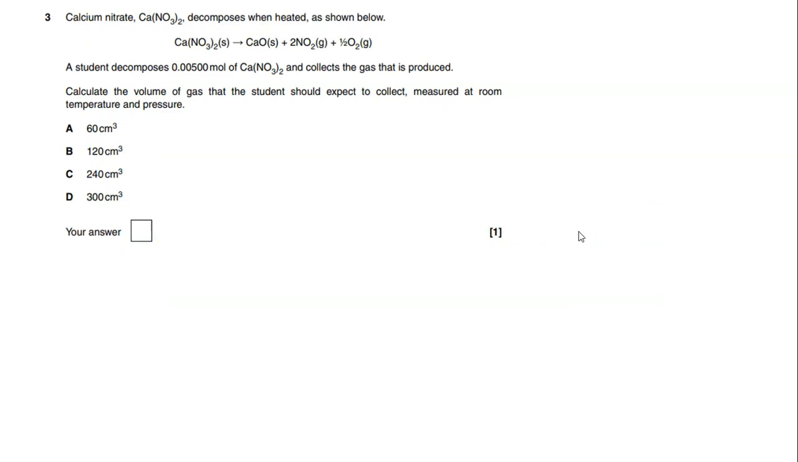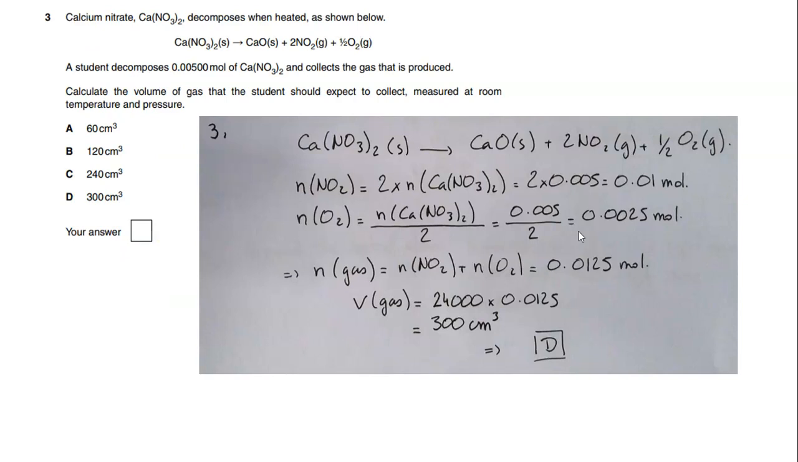So here we know we start with 0.05 mole of Ca(NO3)2. So to calculate the number of moles of NO2, we need to multiply that number by 2. So we have 0.01 mole of NO2 gas. The number of moles of oxygen is going to be the number of moles of calcium nitrate divided by 2, so 0.0025. So the total number of moles of gas is 0.0125, and we multiply this by 24,000 to get our answer in centimeter cube and find 300. So the correct answer is D.